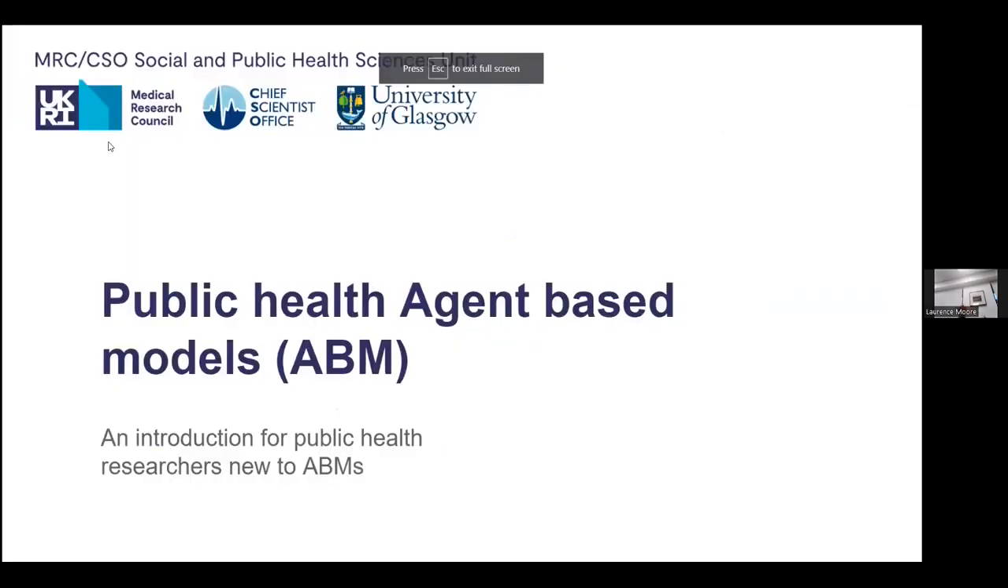Okay, so anyway, as I said, really good talk. And if you have been interested in that and would like to know how to get into agent-based models, that's basically what I'm going to talk about.